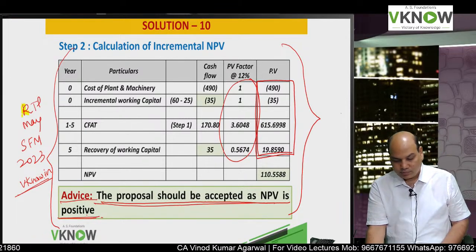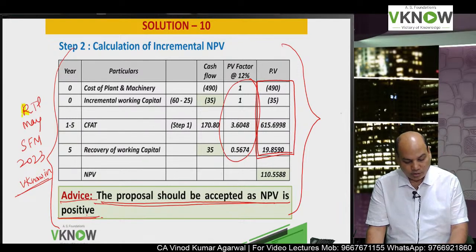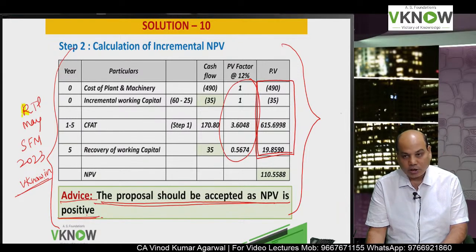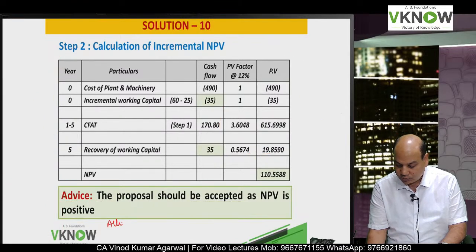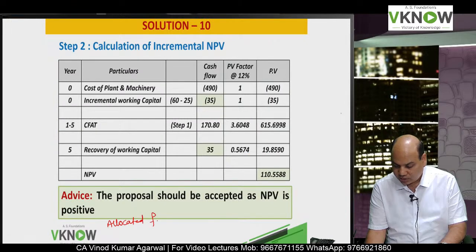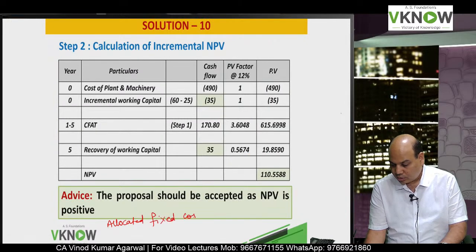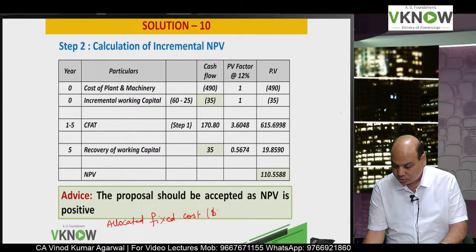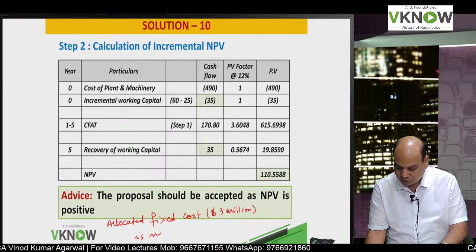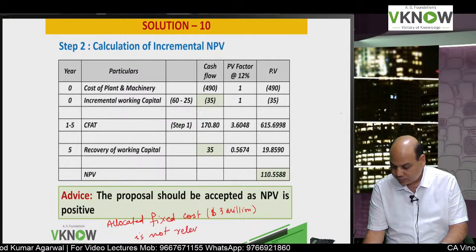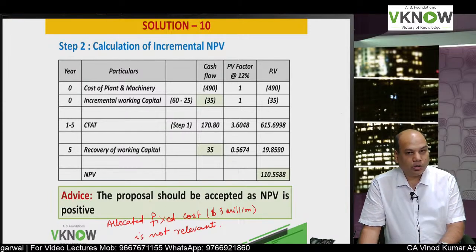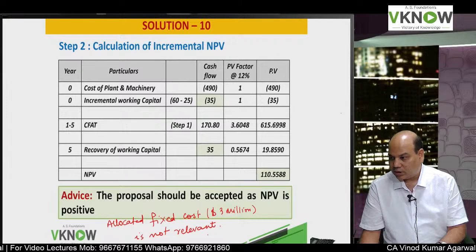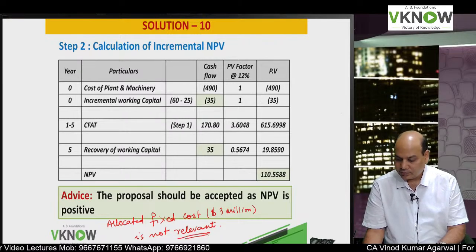Okay. In this question, one figure which we have not considered is allocated fixed cost. Allocated fixed cost is not relevant. You can mention here: allocated fixed cost of $3 million is not relevant because it will not affect cash flow. There is no incremental cash flow involved because of this.